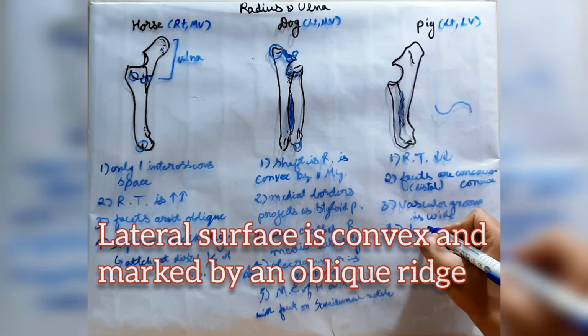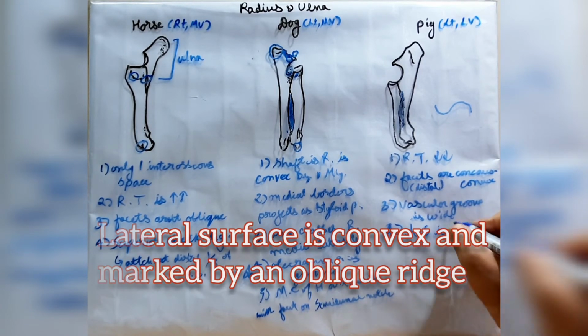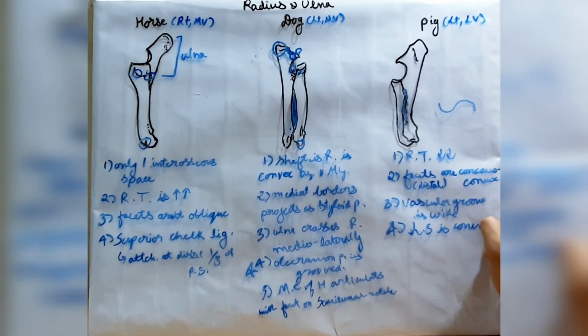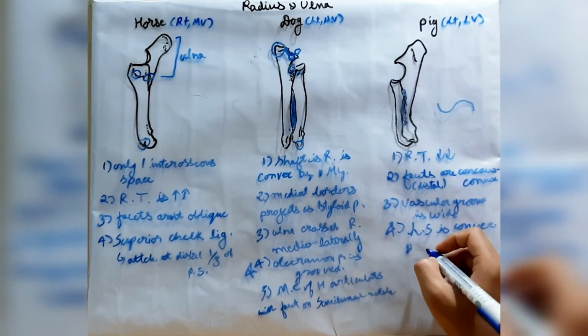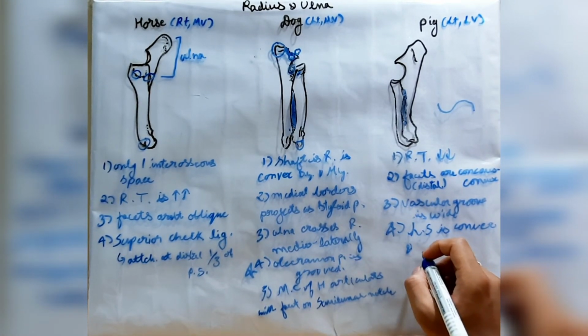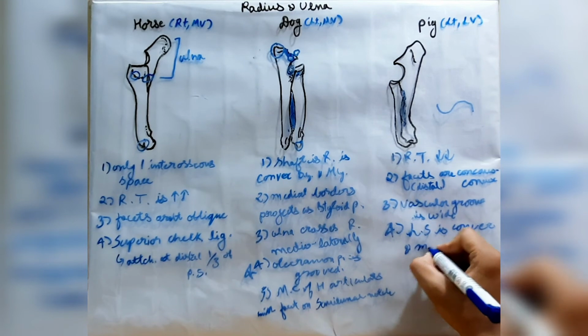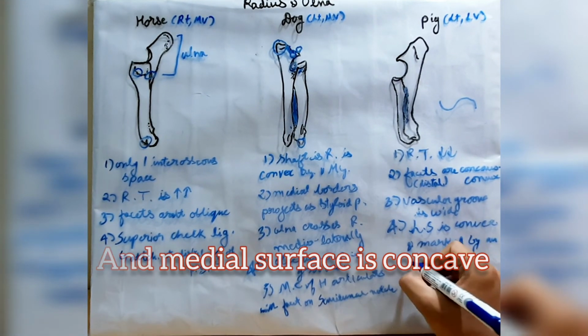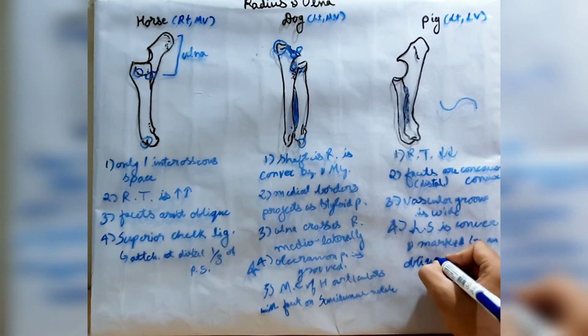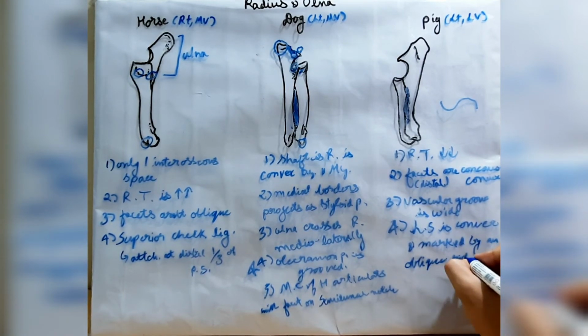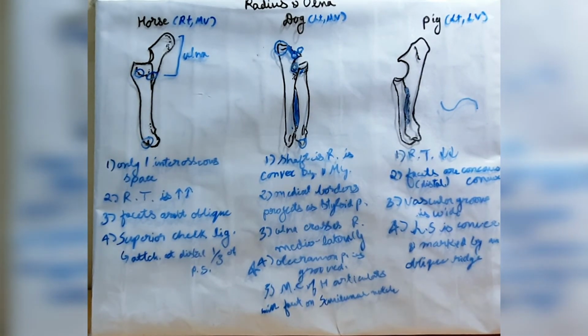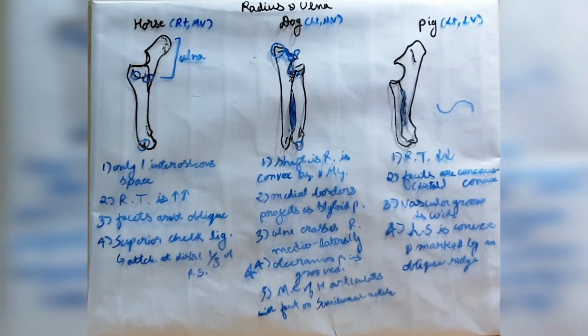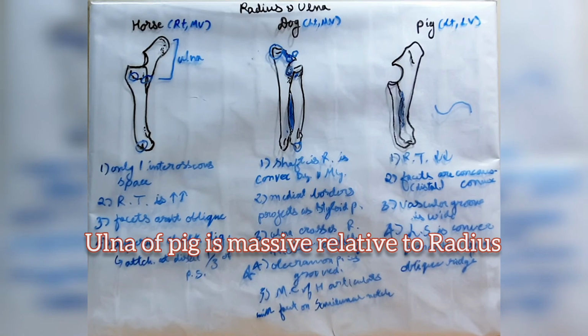The lateral surface is convex and marked by an oblique ridge. We are talking about ulna. So the ulna of pig is a very prominent bone. It is much more massive when compared with that of other animals.